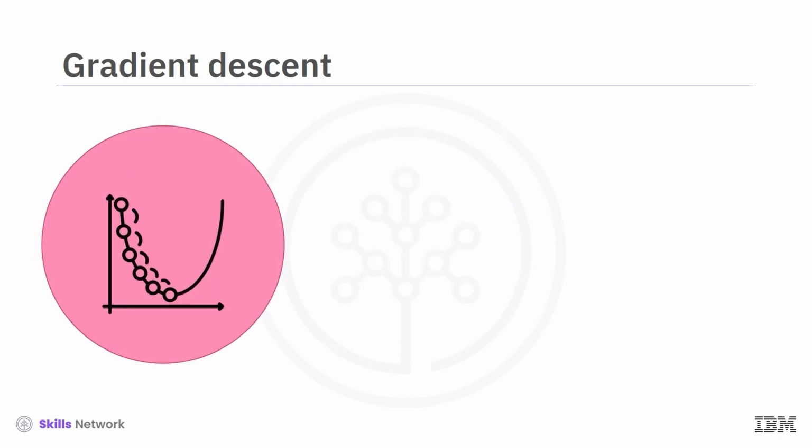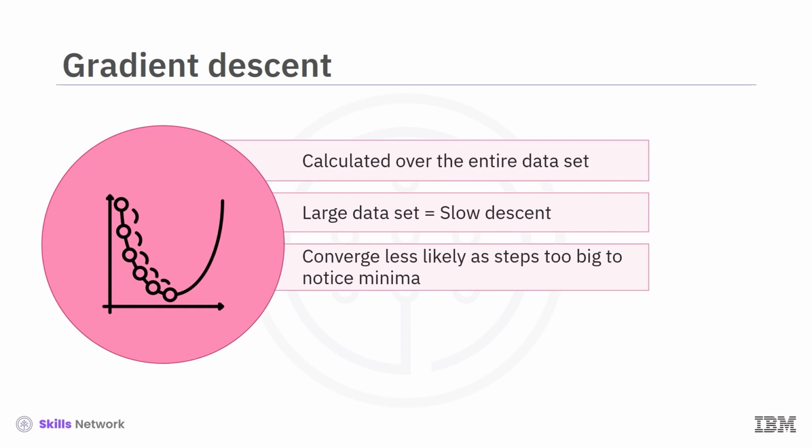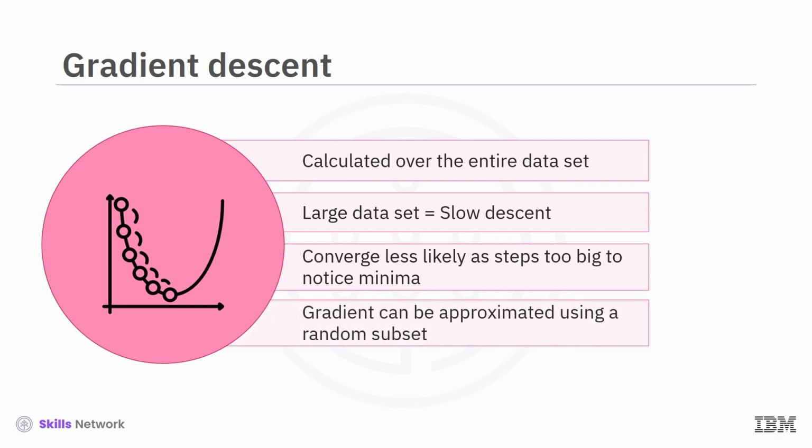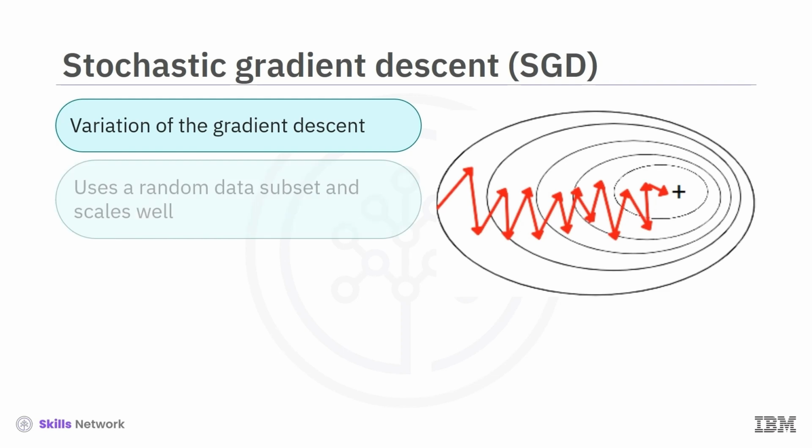Let's explore some additional features of gradient descent. The gradient of the cost function is calculated over the entire data set on each iteration. When the data set is large, gradient descent becomes very slow. You could try speeding up the convergence by increasing the learning rate, but convergence becomes less likely as the steps might be too big to notice the minima. Instead of using the whole data set, the cost function gradient can be approximated by choosing a random subset of the data to calculate it on. A variation of the gradient descent algorithm is stochastic gradient descent, or SGD. It's faster, but can be less accurate. It uses a random subset of training data and scales well.